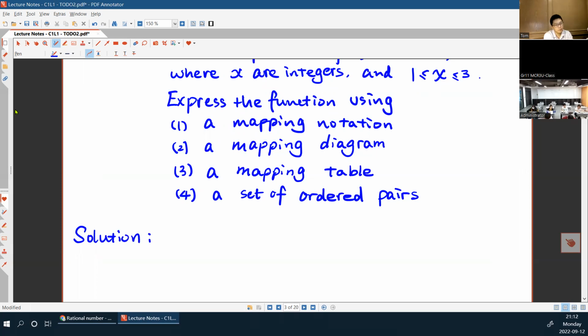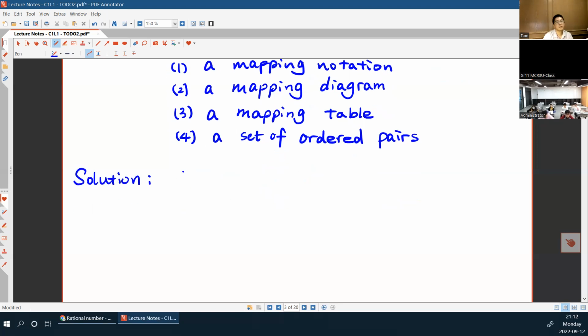Okay, first row, the gentleman in the red shirt. Hello? Yes, you. Gentleman in the red shirt in first row. Can you give us the solution? So what's your name? Dennis. Okay, Dennis, can you give us the solution? Okay, one by one. First, what is a mapping notation? You can speak and I'll help you to write on the whiteboard.